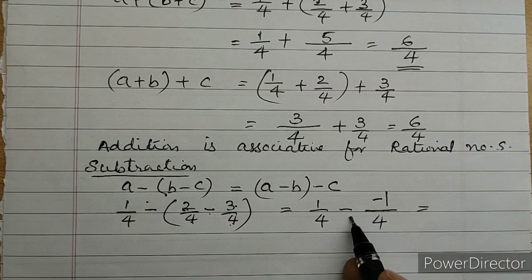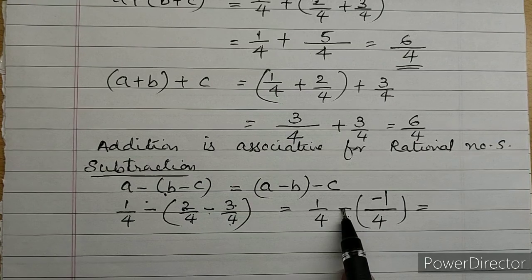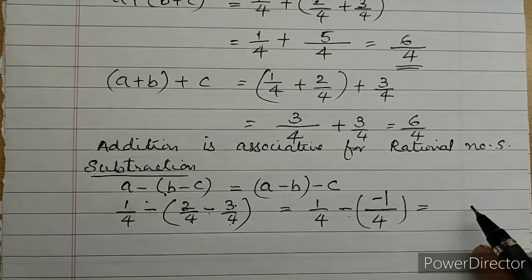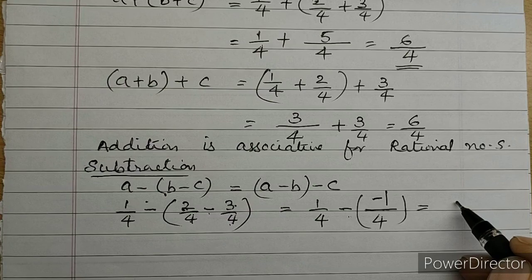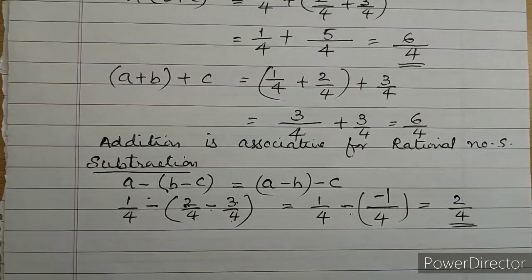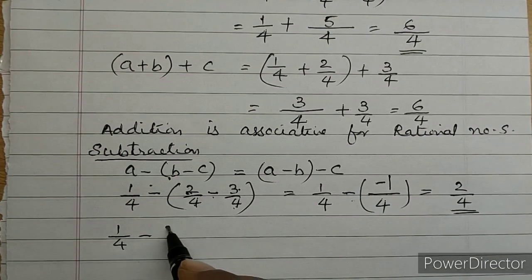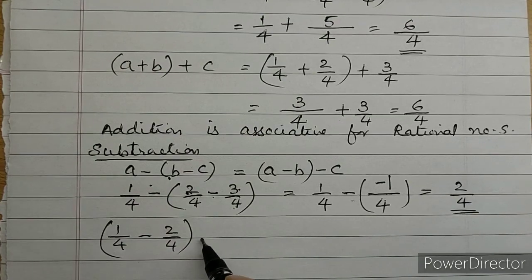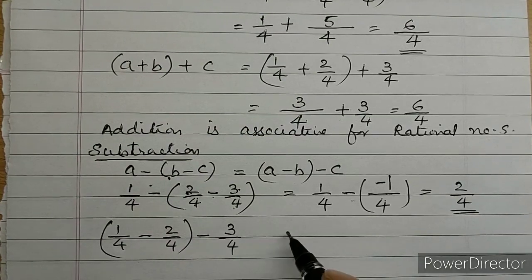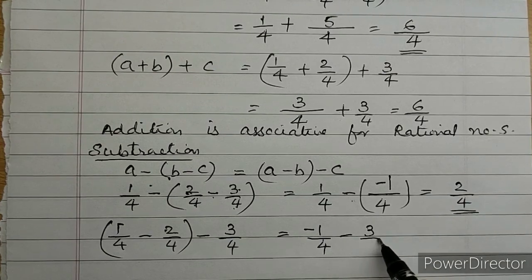So 1 by 4 minus negative 1 by 4. You can put inside the bracket this one. So minus and minus it will change to plus. So 1 by 4 plus 1 by 4, which is 2 by 4. Now right hand side we will see 1 by 4 minus 2 by 4, inside the bracket minus 3 by 4. So first inside the bracket you have to do 1 minus 2, it is again negative number, minus 1 by 4 minus 3 by 4.